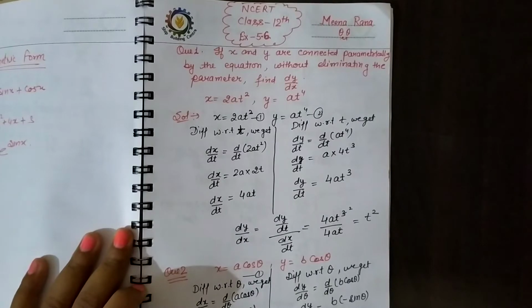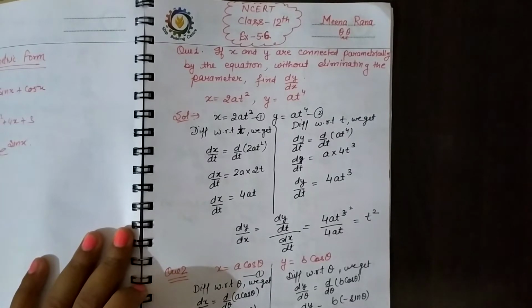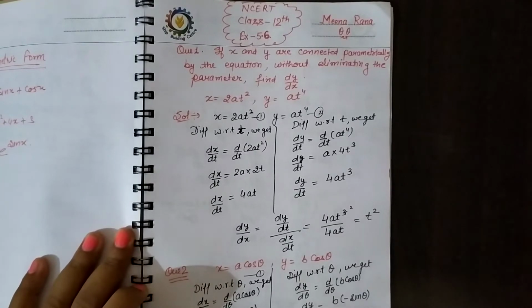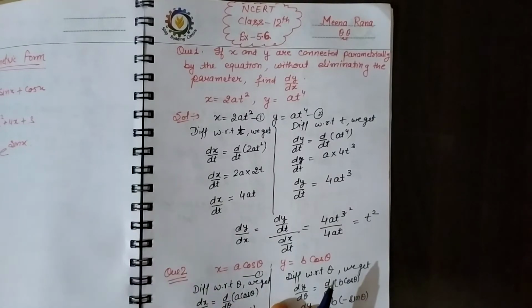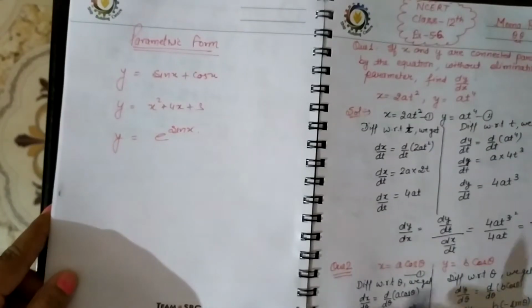Today I am going to discuss exercise 5.6 from NCERT book class 12, that is parametric form of the differentiation. Before starting this exercise we should know about the parametric form. So what is the parametric form?